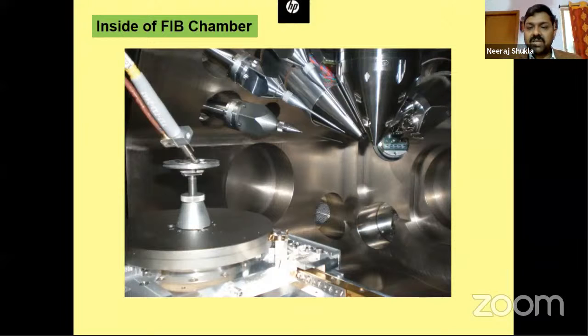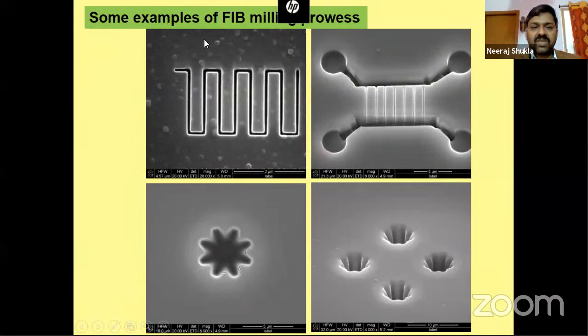These are the detectors. There is an X-ray detector and a secondary electron detector. This chamber basically comes under these ion columns, and then it does what it does. There are some examples of FIB milling prowess.